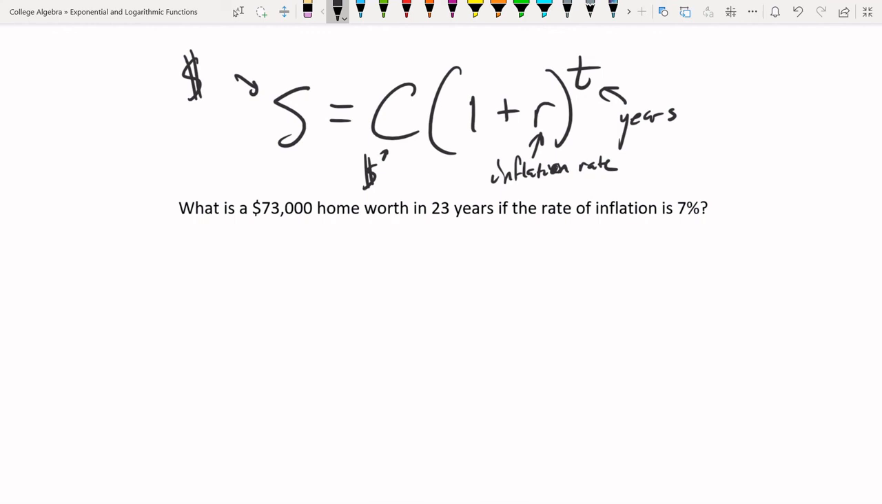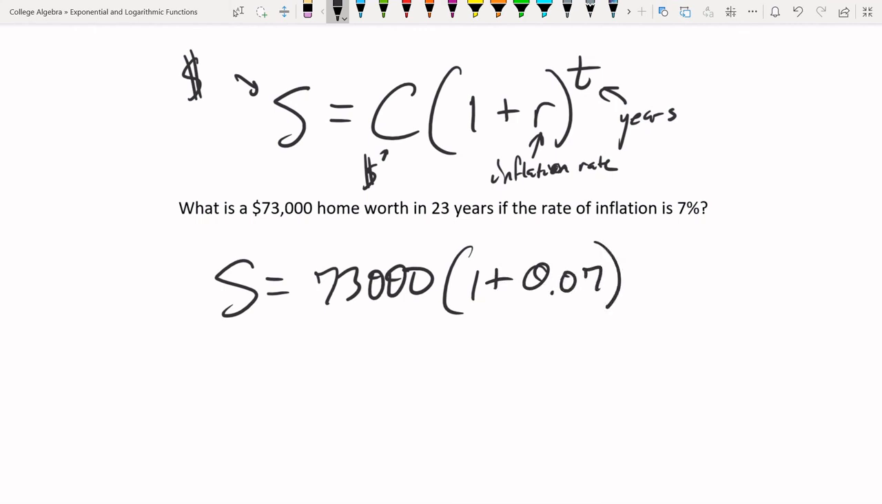So let's look at this problem here. What is a $73,000 home worth in 23 years if we have an inflation rate of 7%? So our current dollar worth for a home is $73,000. So that's what C is going to be. R is the inflation rate of 7%, and we have 23 years.